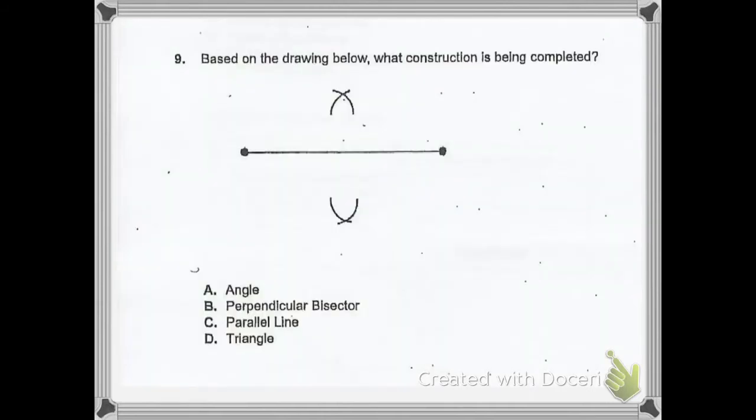Number 9, based on the drawing below, what construction is completed? Alright, if I connected these two dots, I would not be making an angle. I do see perpendicular because I see my right angle formed. And it's bisected because it's cut into two equal parts. So I would say definitely B.